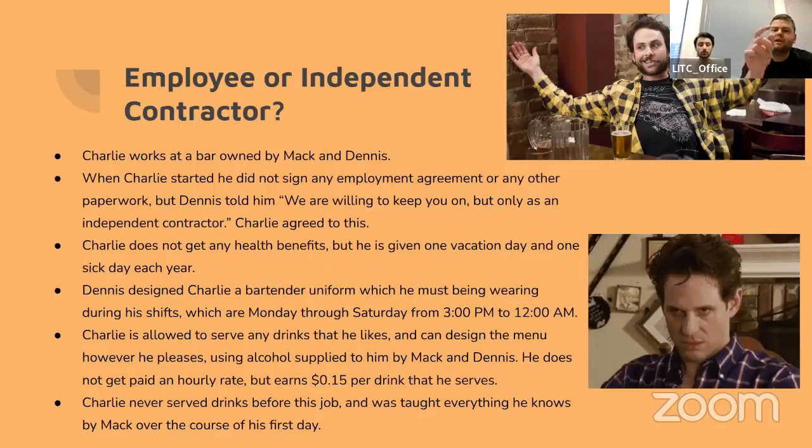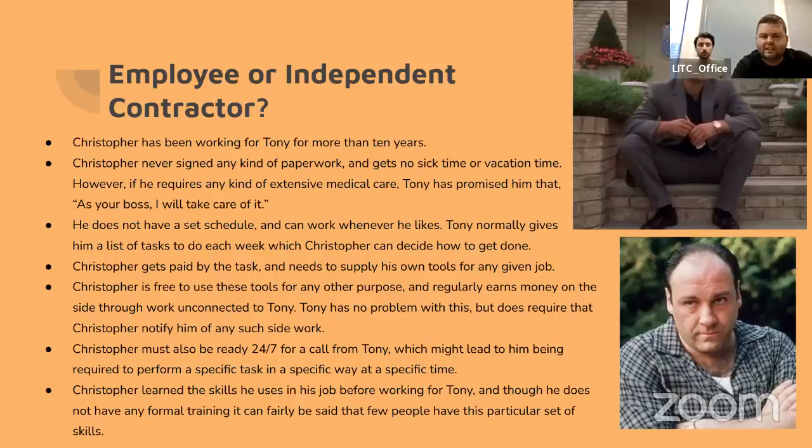Specifically, we'd be pointing to that schedule he has. It's Monday through Saturday, 3 p.m. to 12 a.m. It's a very long schedule. That's a very rigid requirement of hours he has to work. And then we'd also say that he is given that vacation time and sick days, and he's also given a uniform that he has to wear. All these factors show that there's a pretty strong degree of control being exercised over how this work is done, even if there are some other factors that make you think more that he's just working as a contractor for Mac and Dennis. And our last example is, again, employer independent contractor.